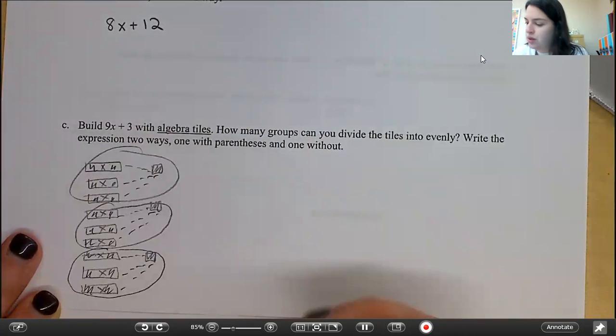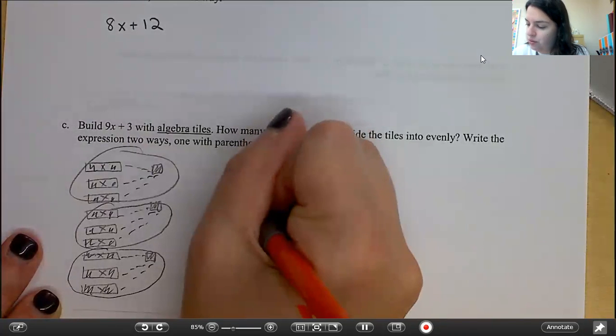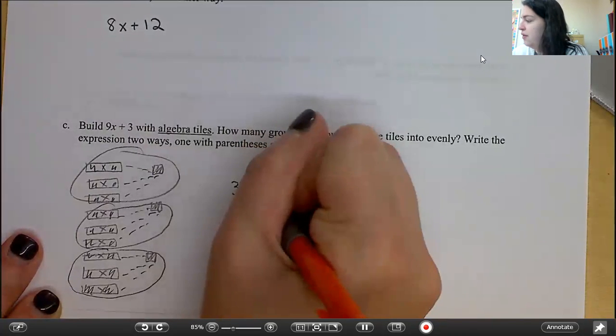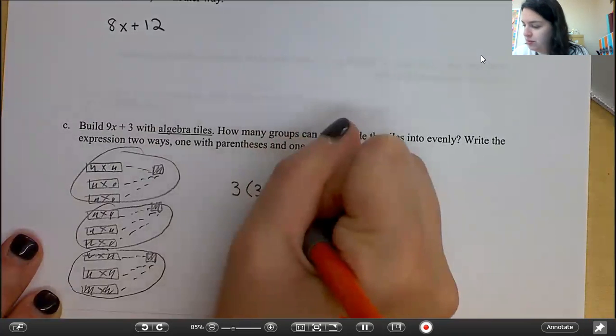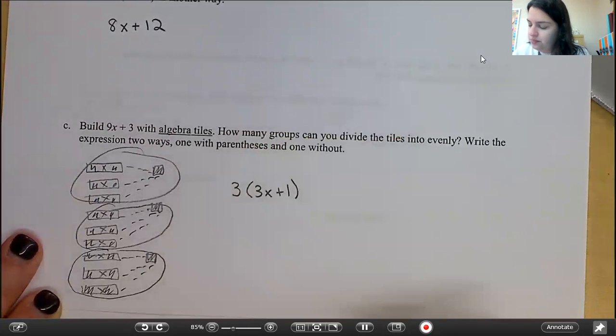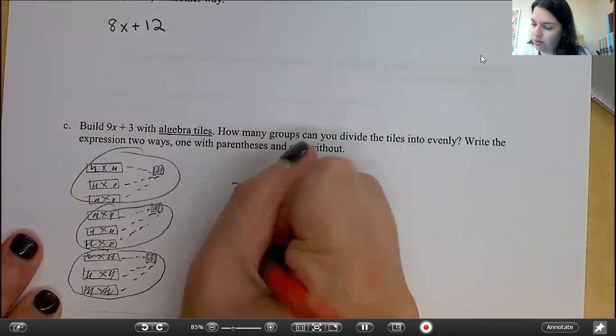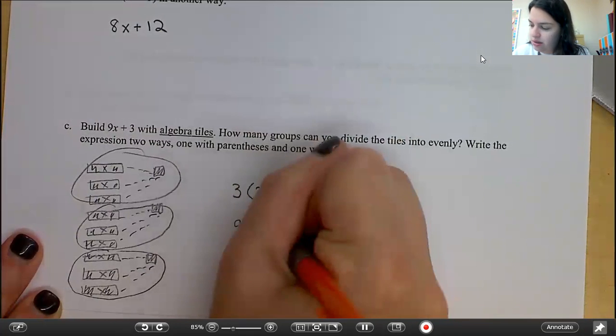So how can we write this with parentheses? Well, we know we have 3 groups of 3x plus 1. Without parentheses would be our original, which was just 9x plus 3.